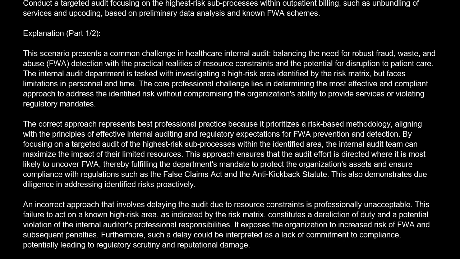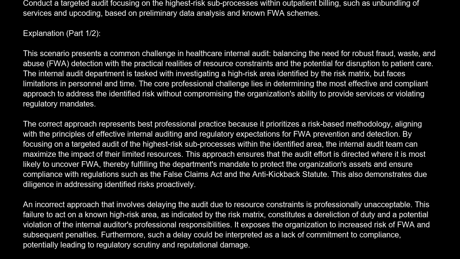The correct approach represents best professional practice because it prioritizes a risk-based methodology, aligning with the principles of effective internal auditing and regulatory expectations for FWA prevention and detection. By focusing on a targeted audit of the highest-risk subprocesses within the identified area, the internal audit team can maximize the impact of their limited resources. This approach ensures that the audit effort is directed where it is most likely to uncover FWA, thereby fulfilling the department's mandate to protect the organization's assets and ensure compliance with regulations such as the False Claims Act and the Anti-Kickback Statute. This also demonstrates due diligence in addressing identified risks proactively.